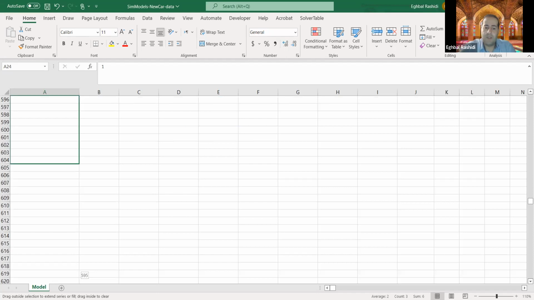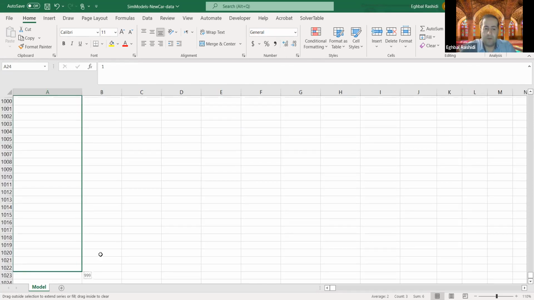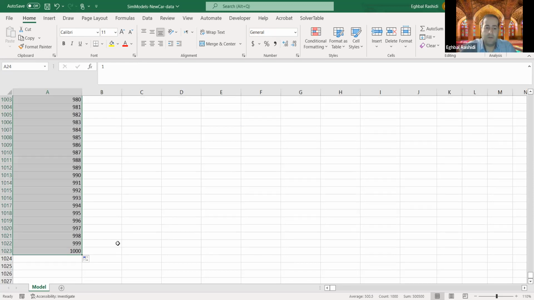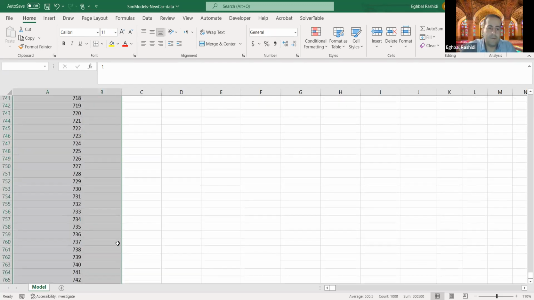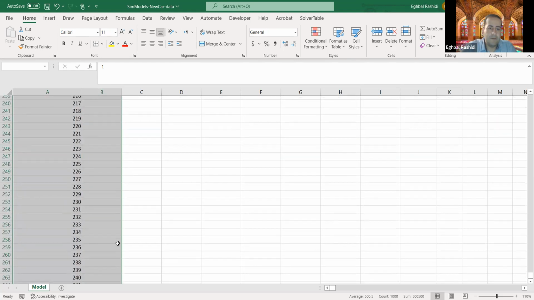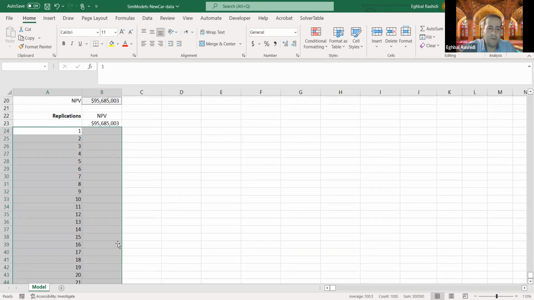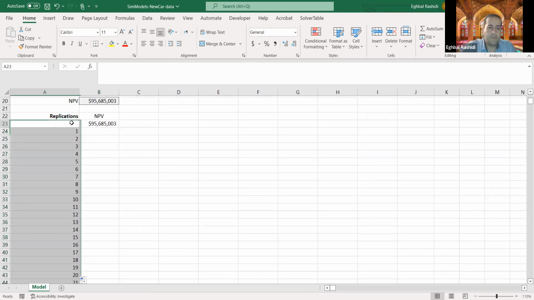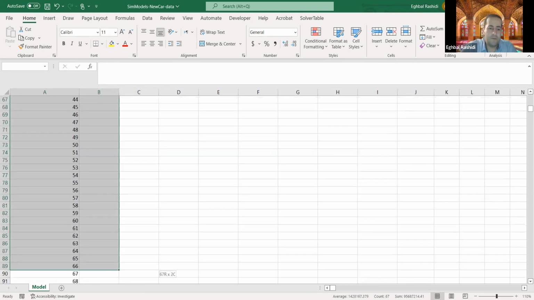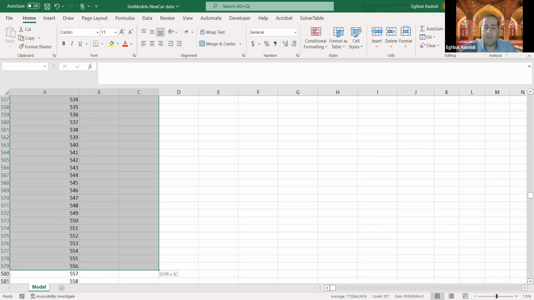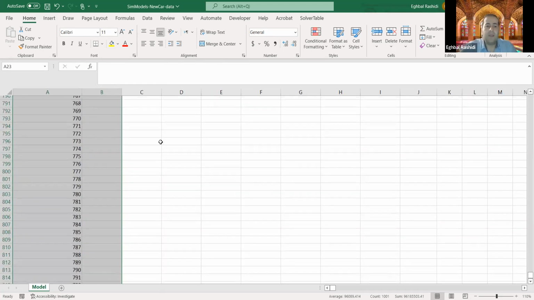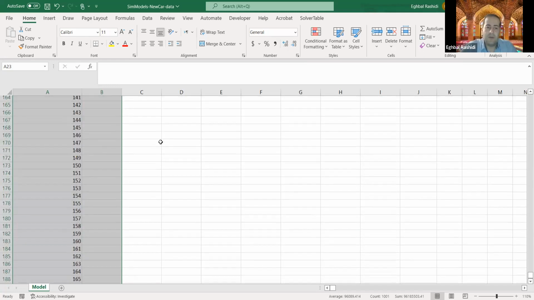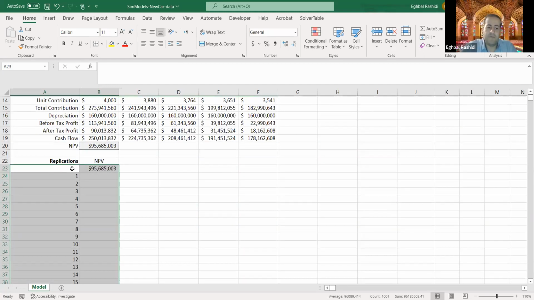So first, I'm going to generate 1 to 1000, showing the 1000 replications here. I'm going to grab all of the cells in this one-way table, including the empty space on the left side of the NPV formula.